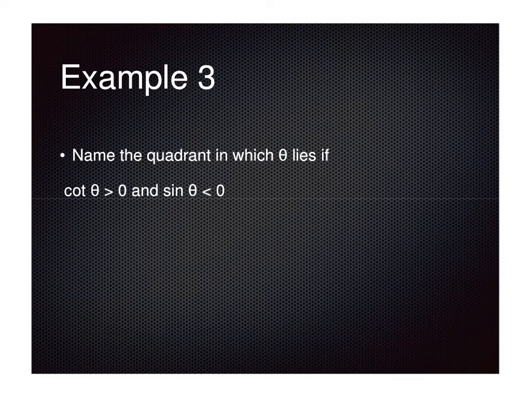So this brings us to our first example. Name the quadrant in which theta lies if cotangent of theta is greater than 0 and sine of theta is less than 0. So first thing we need to do is draw. We know that in the first quadrant, all of them. Then we have all students take calculus. So this tells us cotangent is greater than 0. So which 2 quadrants is cotangent going to be positive in?